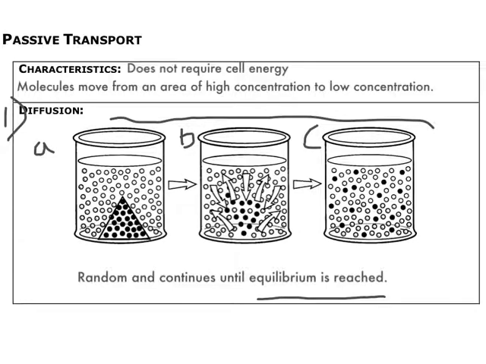Another example would be if I had a perfume bottle at the front of the class, took the lid off the perfume bottle, and released the perfume particles. The perfume particles would spread evenly throughout the class. Eventually, it would take a little while. They would move from an area of high concentration to low concentration. And that's diffusion. And diffusion happens in living systems as well.